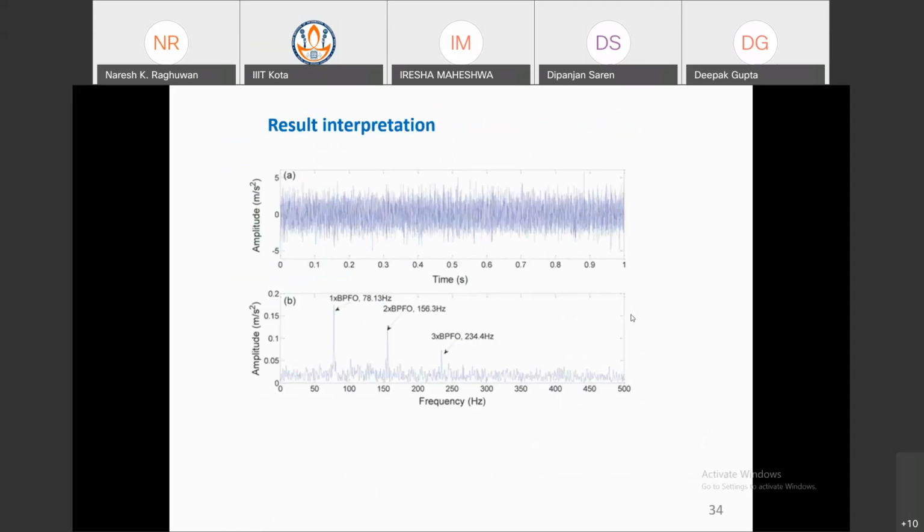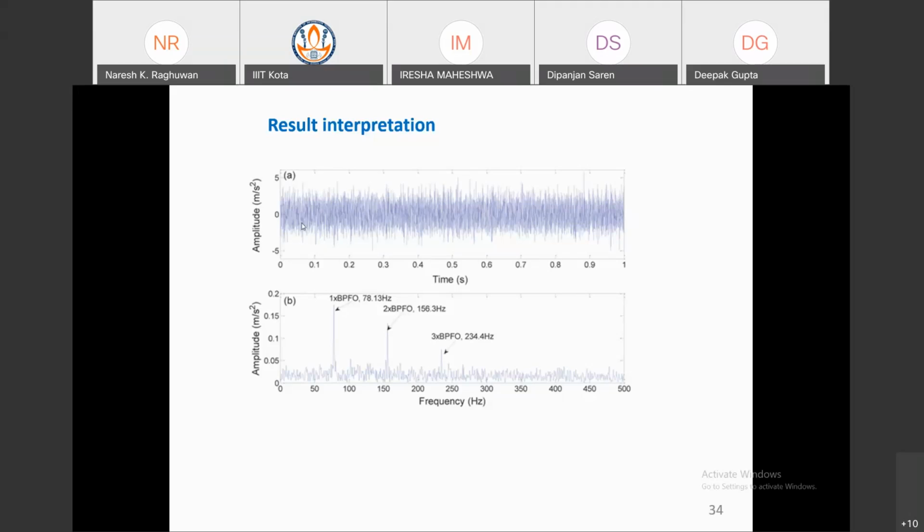this is the result. In the time domain signal, you can calculate some statistical parameters for healthy and faulty bearings and see what the difference is. In the frequency domain, here is the ball pass frequency for the outer race. These are some frequency points, and add these frequencies and their harmonics. So you can analyze that the fault is in the outer race.